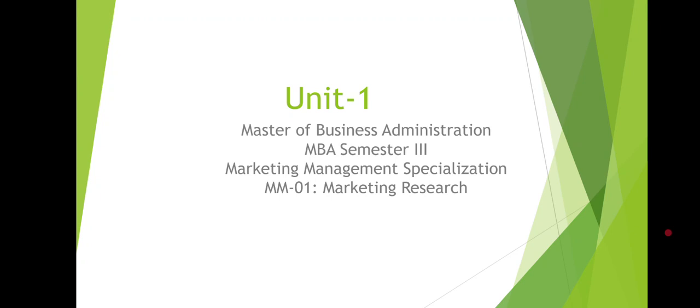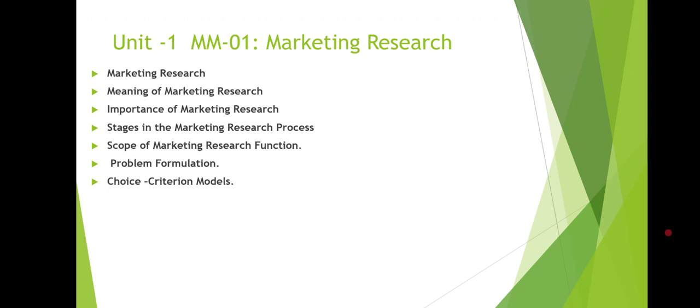In today's class, we are going to talk about this subject, marketing research, and the code of this subject is MM01. So these are the topics that we need to cover in Unit 1. In the previous video, we already covered marketing research, the meaning of marketing research, importance of marketing research, and stages in the marketing research process. In today's class, we cover these three topics: scope of marketing research function, after that problem formulation, as well as choice criterion models.